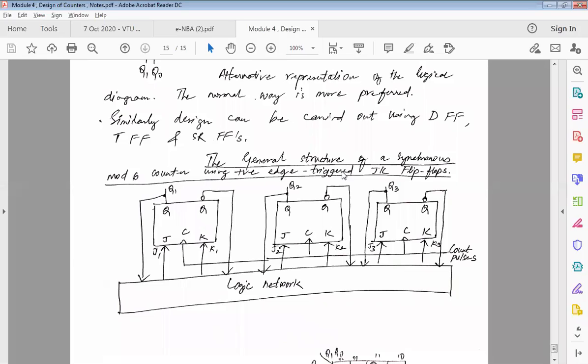Sir, can you explain that implementation once again, along with the truth table? You mean the excitation table? Yes, sir. Okay.